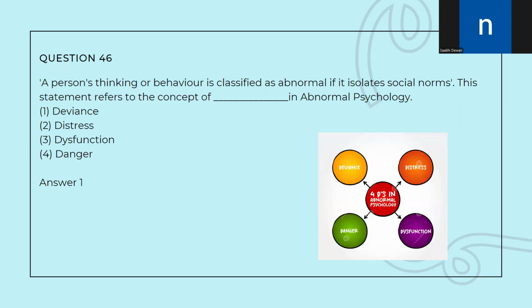Question number 46 states, a person's thinking or behavior is classified as abnormal if it violates social norms. This statement refers to the dash concept in abnormality. So there are four major concepts in abnormality that are known as the four Ds of abnormality. They are deviance, distress, danger, and dysfunction. So whenever a person's thinking or behavior is classified as abnormal just because it deviates from the social norms, it is known as the deviance concept of abnormality. That is, we are deviating from the given social norms. So the correct answer is option number one, deviance. Let us move to the next question.